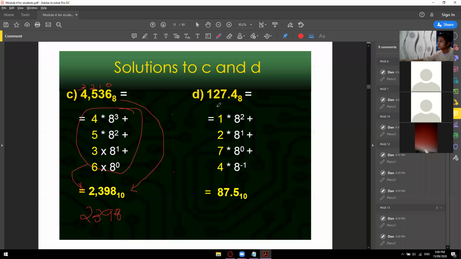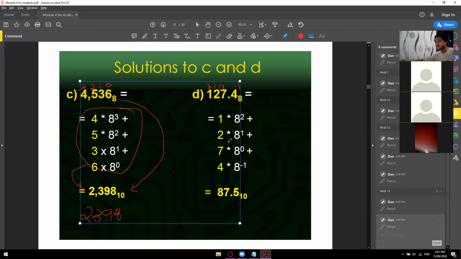Okay, so next one is 127, 127, and then that 4. So, raised to 1, to, mali, raised to 0. Lagi ito naman, raised to 1 and then raised to 2. And then this 4 is raised to negative 1.